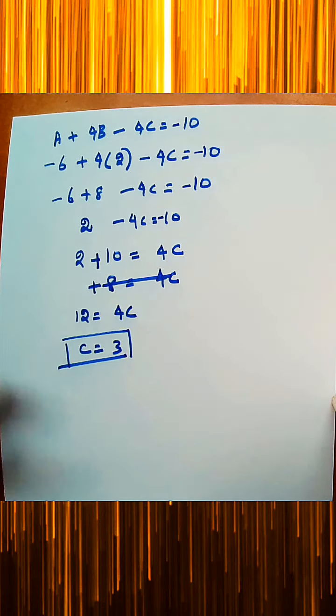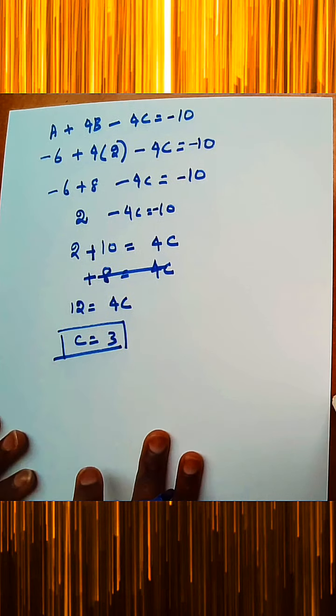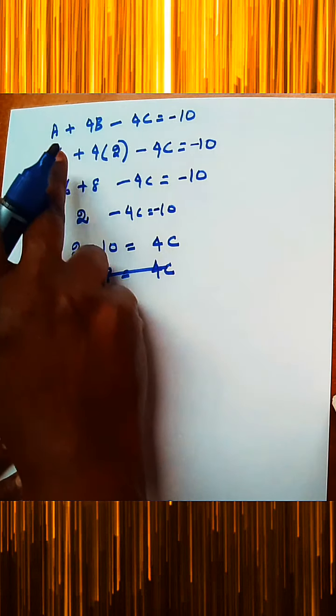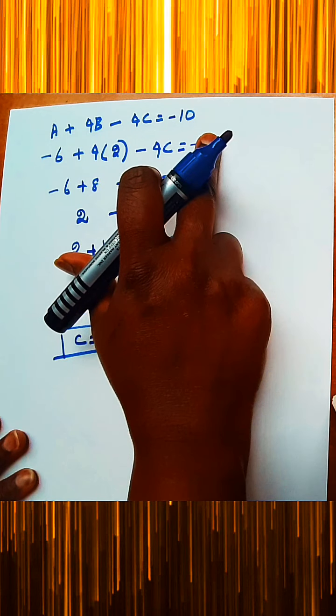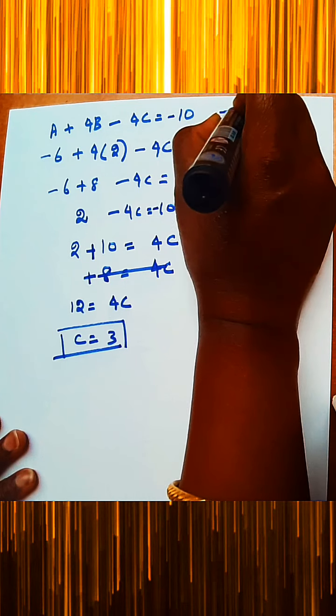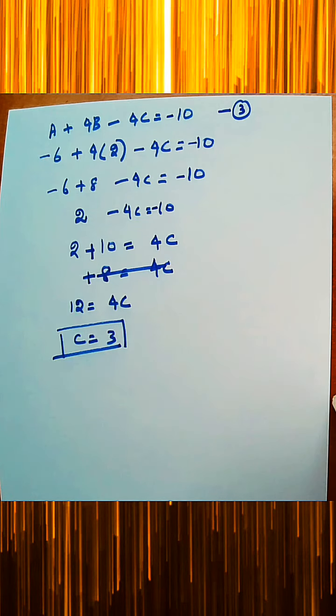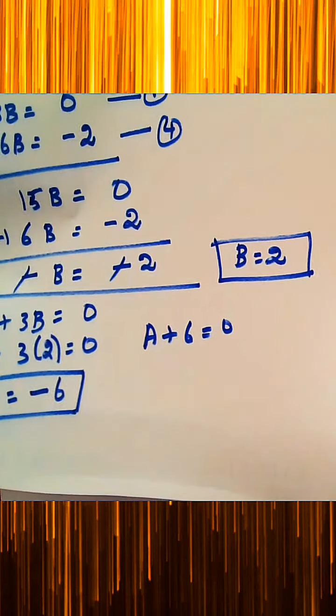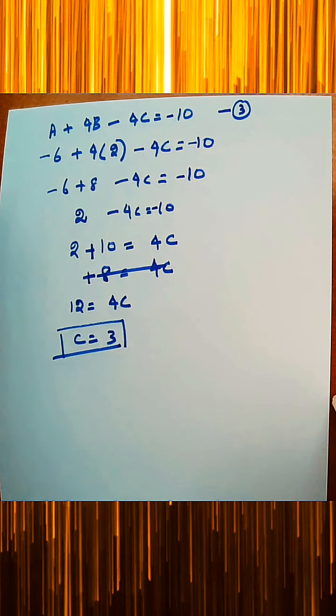See, one small mistake, again the entire answer is going wrong. So you have to be very careful while making the substitution. Okay, this is your equation number 3. We are substituting in equation 3 to get the value of c. Now we got the value of a, we got the value of b, and we got the value of c.